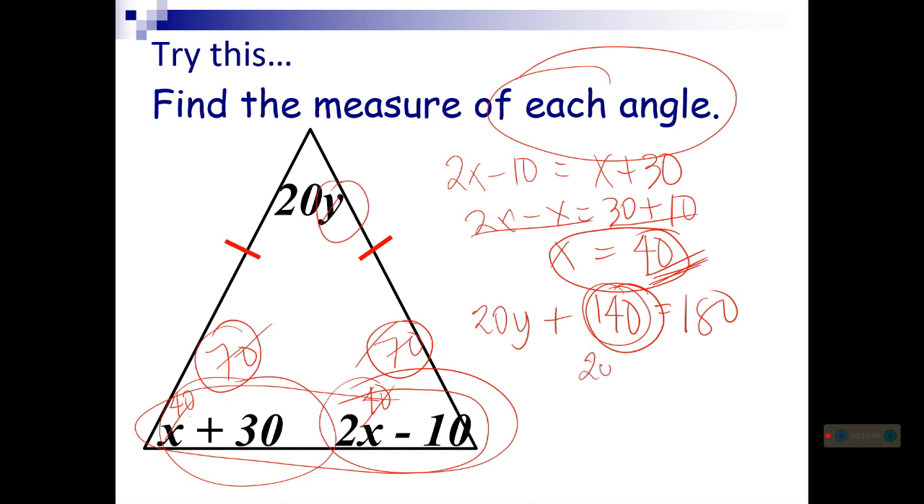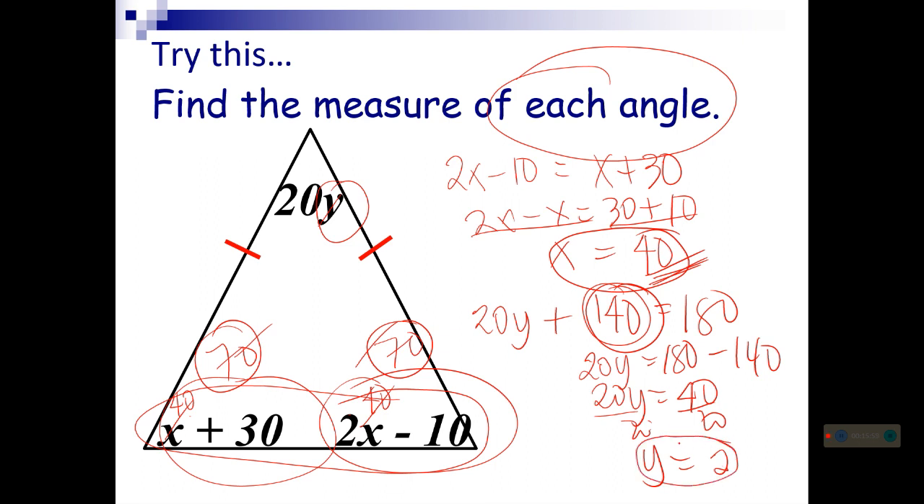And then you will have here 20y equals 180 minus 140. Then 20y equals 40. Divide both sides by 20. So your y now is equal to 2. So how are we going to find each angle? We are going to substitute 2 in place of y.